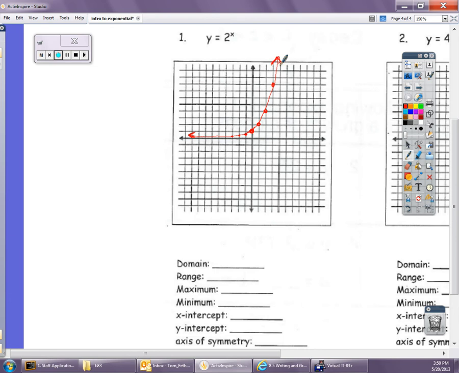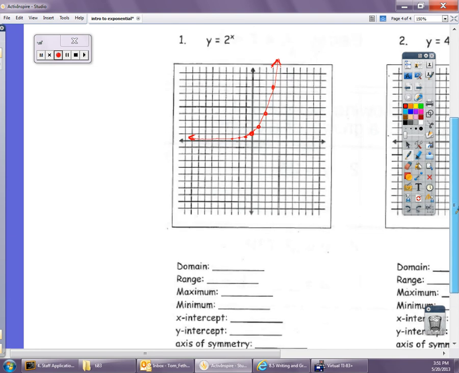The way we can get these points, if we plug in 0 for x, 2 to the 0, anything to the 0 power is 1. 2 to the first is 2, 2 to the second is 4, 2 to the third is 8, 2 to the fourth is 16. So that's how we can also get the graph.